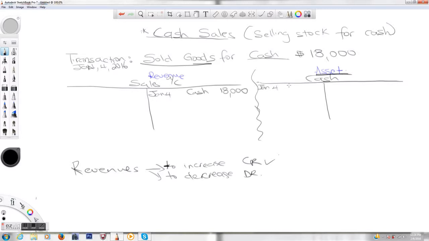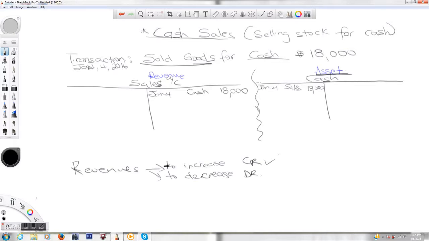January 4, next account affected is sales. The amount, $18,000. And that's how we record this transaction. Remember, sales is a revenue, and you need to know the double entry rules for all the 5 different categories.